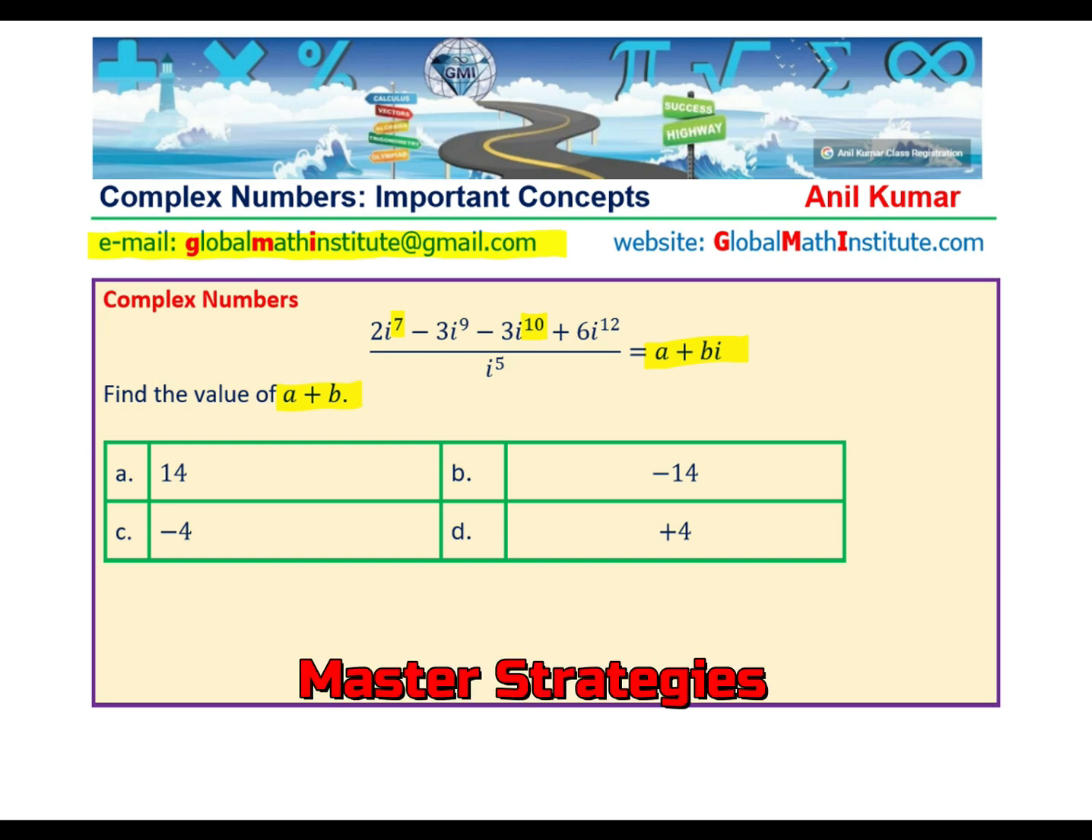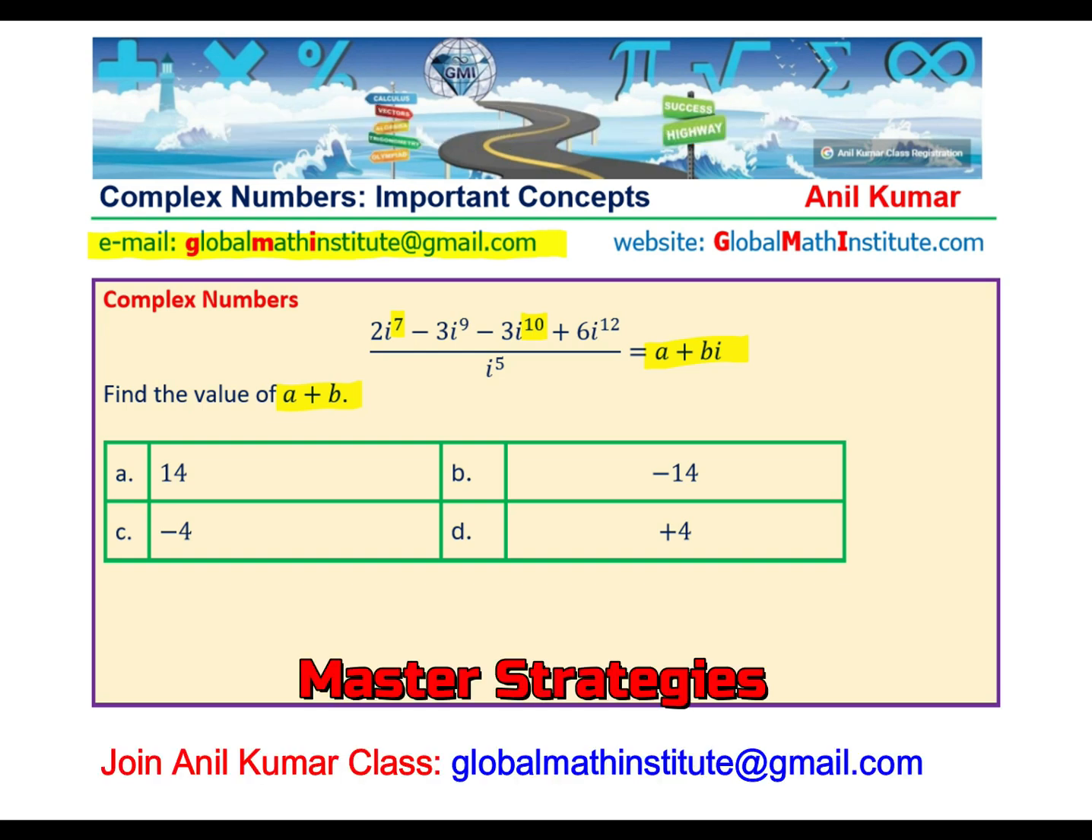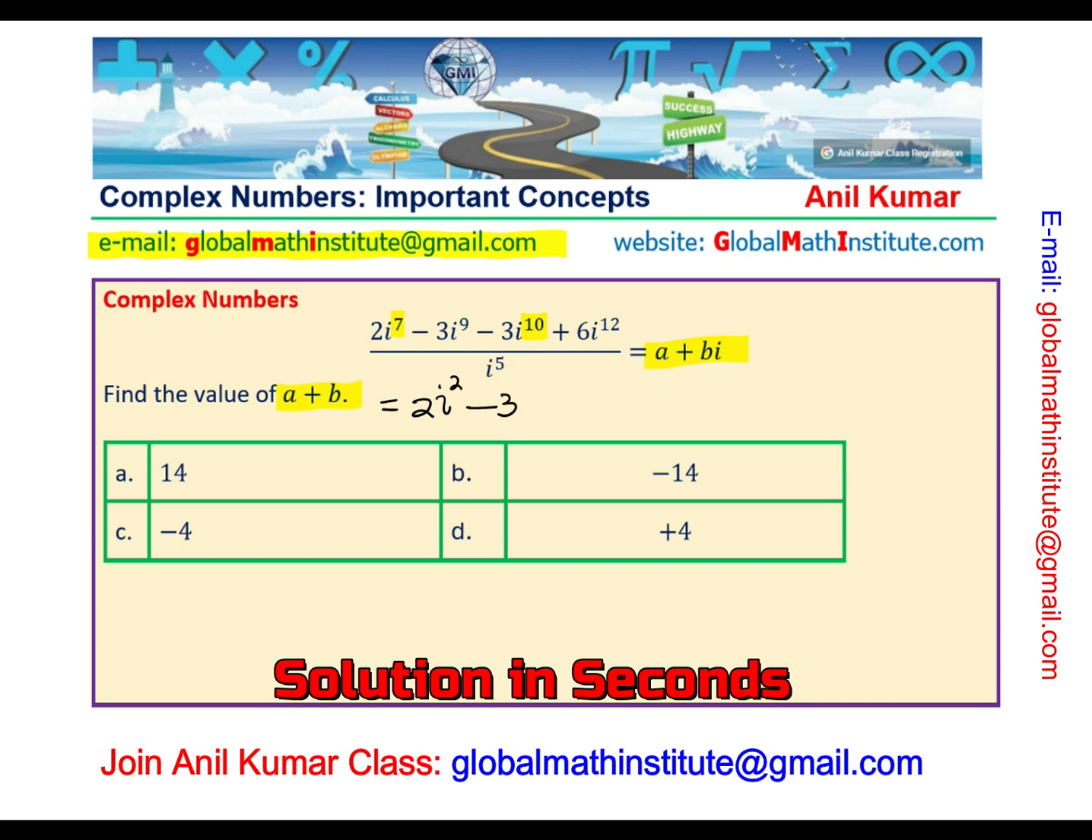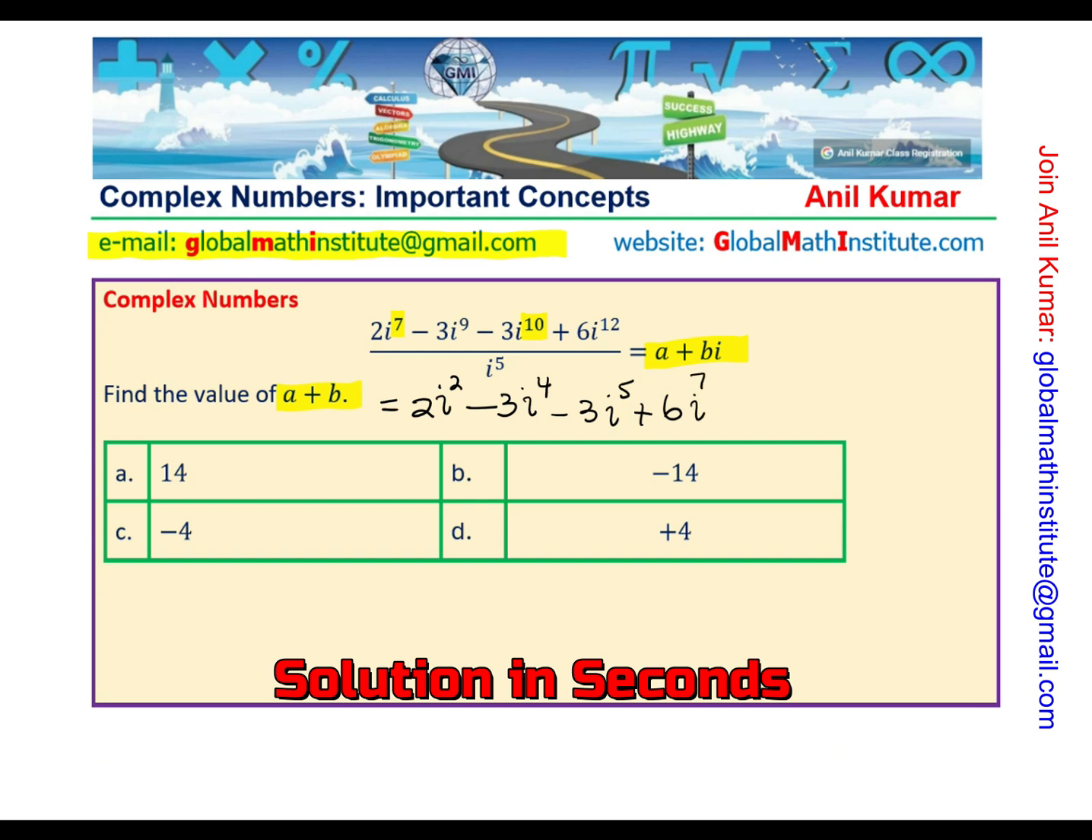That is to say, we can divide by the term i to the power of 5, right? So we can write this expression as 2 dividing with 5 means i to the power of 2, right? Minus 3 i to the power of 9 minus 5, which is 4, minus 3 i to the power of 5, 10 minus 5, plus 6 i to the power of 7, 12 minus 5. Makes sense, right?